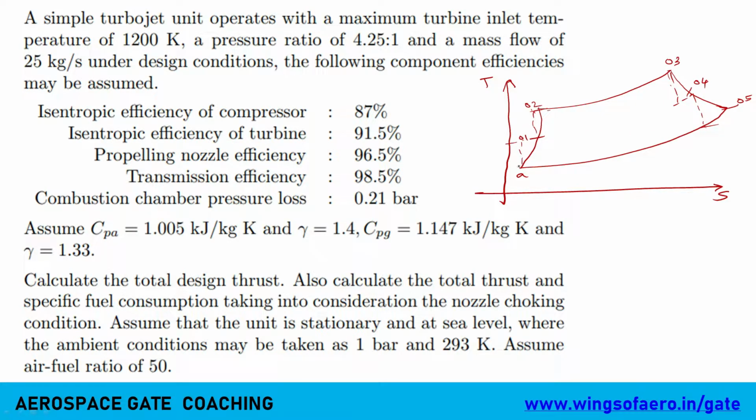Now this dash are your ideal points. Fine. Now after that you have to understand what is this given data. That means what is the value they have given. Maximum turbine inlet temperature is 1200 Kelvin. So which point they have given? This point, this point, this point.